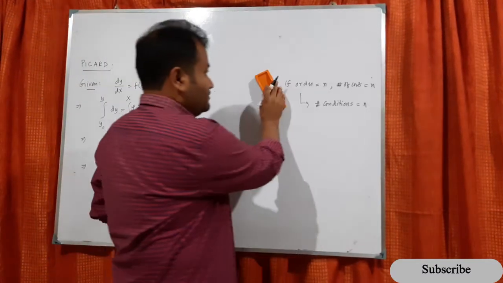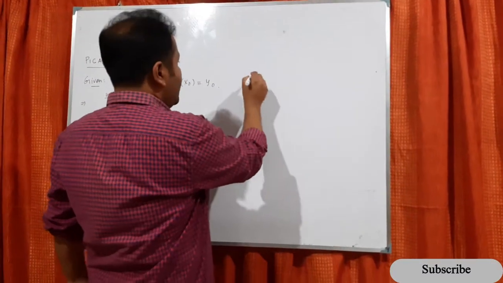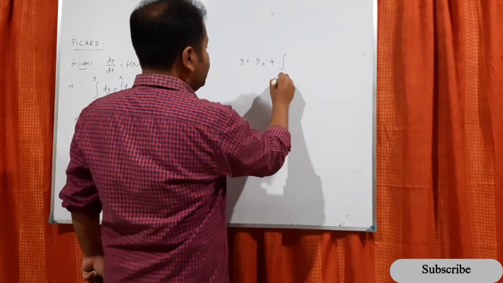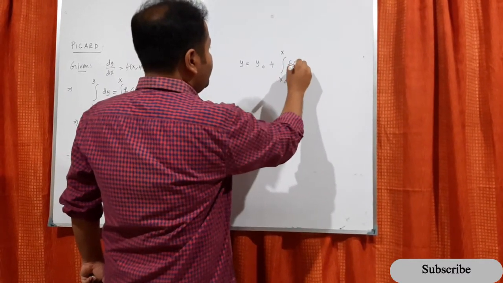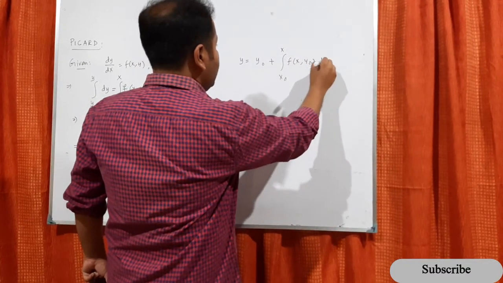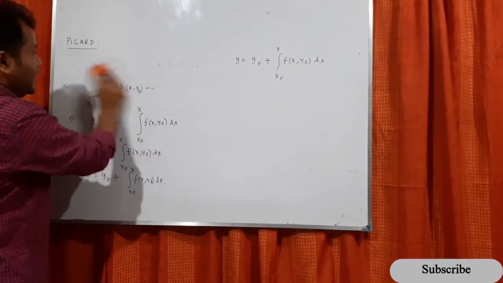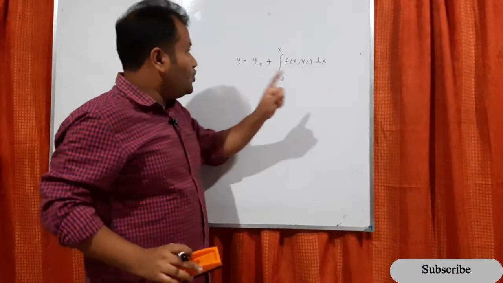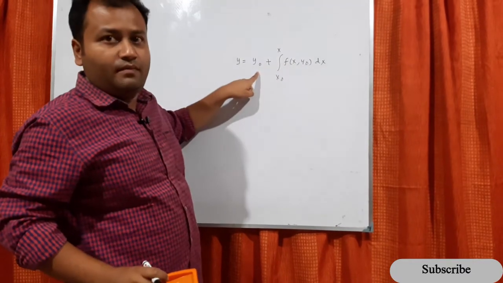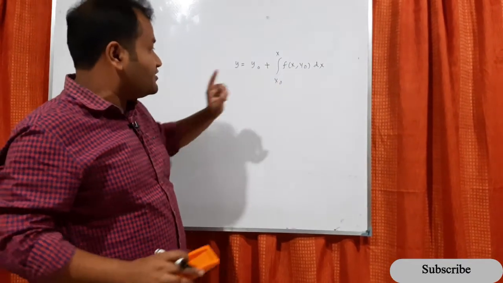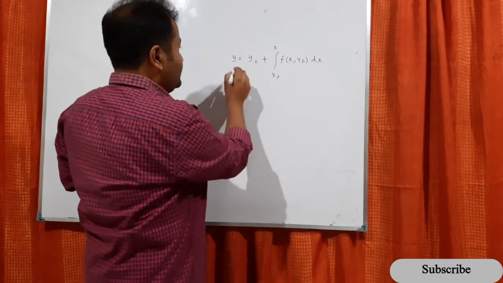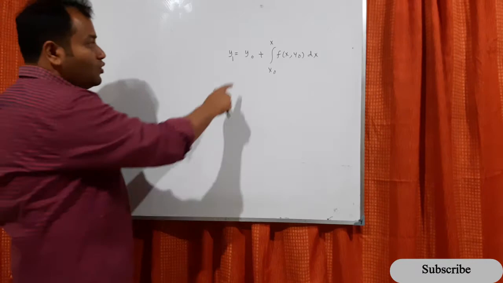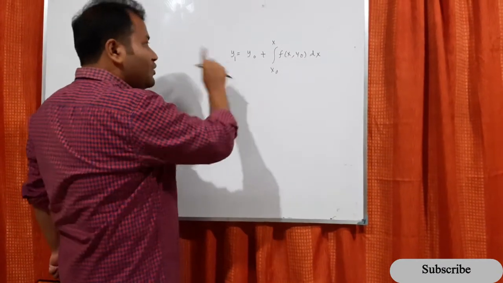So what we have got is y equals y naught plus integration x naught to x, f of x, y naught dx. Okay. Now we have incorporated y naught. After evaluating this, whatever we get will be called y1. So y naught was given, and we are getting y1.